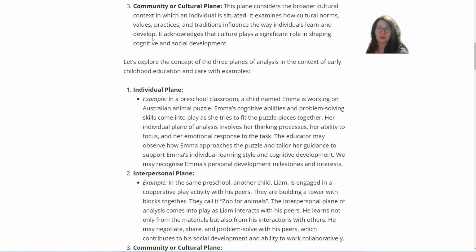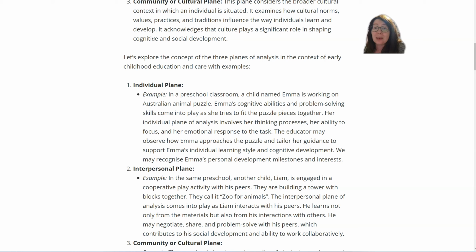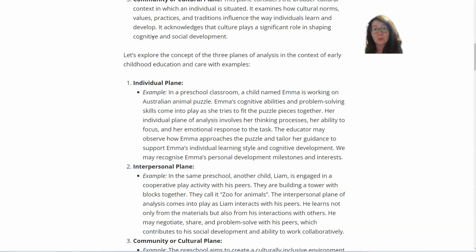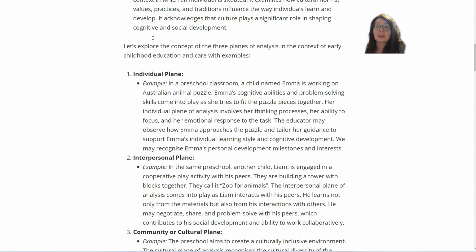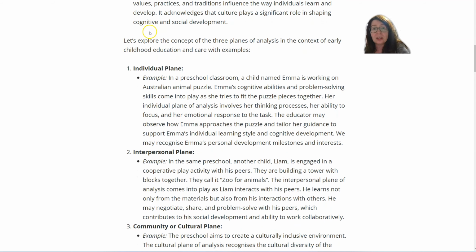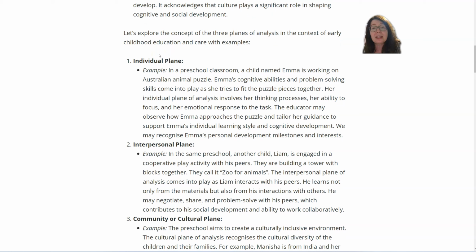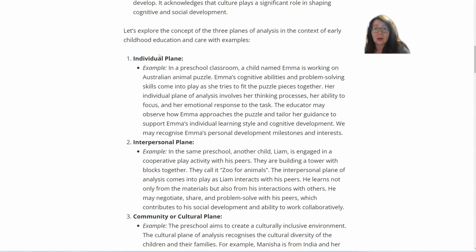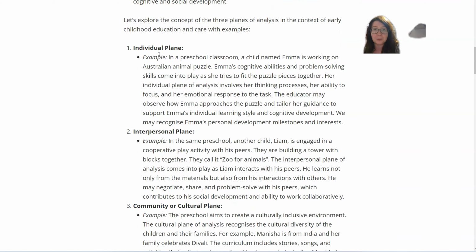So many words for the same plane. This plane considers the broader cultural context in which the individual is situated, in our case a child. It examines how cultural norms, values, practices, and traditions influence the way individuals learn and develop. It acknowledges that culture plays a significant role in shaping cognitive and social development.